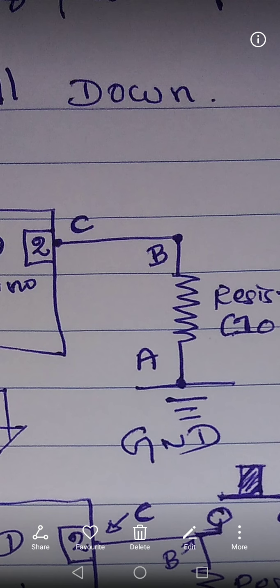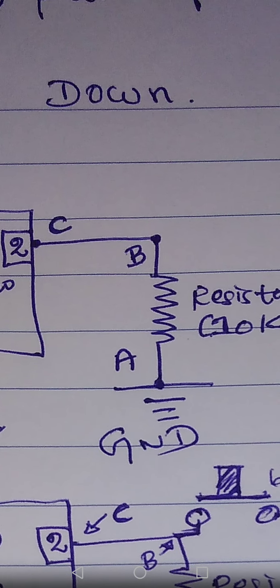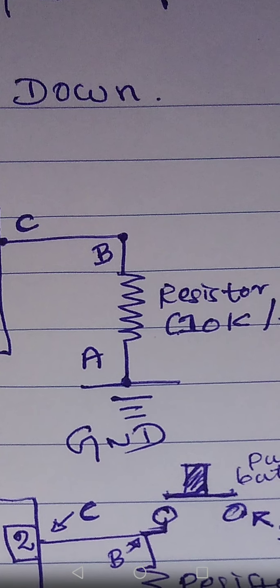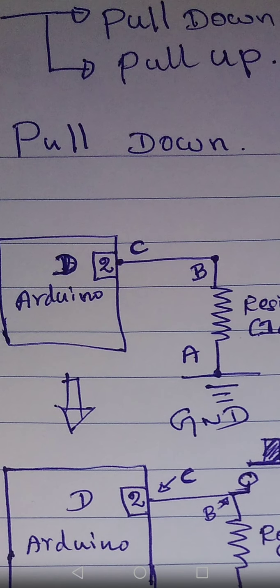So if there is a current running throughout the system, if we connect something, then there may be a voltage drop within the resistor. Okay, we will talk about that later. So now we know this pin number 2 is ground. A is ground, B is ground, and C is ground. So now the pull down circuit has completed our first task.